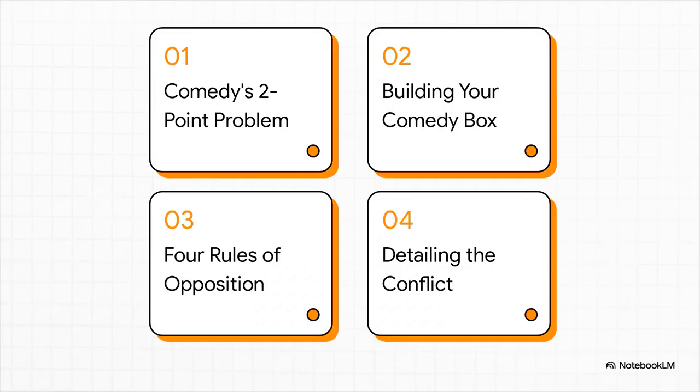Okay, so here's the game plan. First, we're going to figure out a super common problem that makes a lot of scripts just run out of gas. Then, we'll build the solutions step by step. After that, we'll get into the 4 core rules for creating conflict, and we'll wrap it all up with the details that make the whole thing sing.